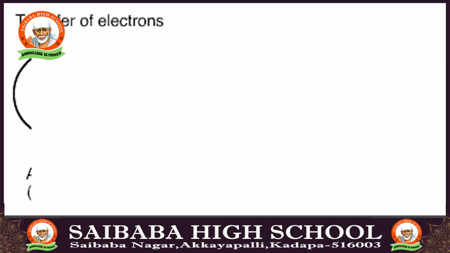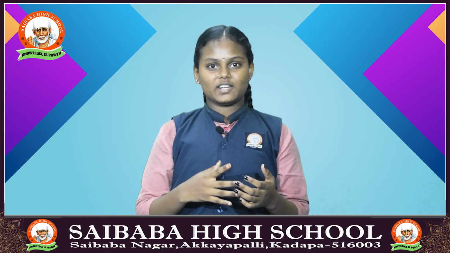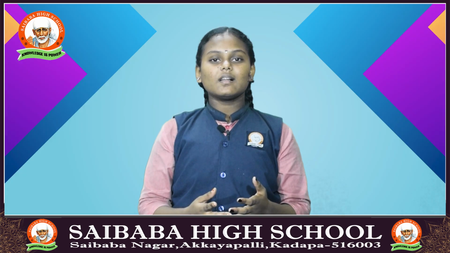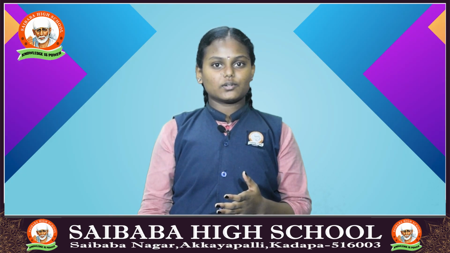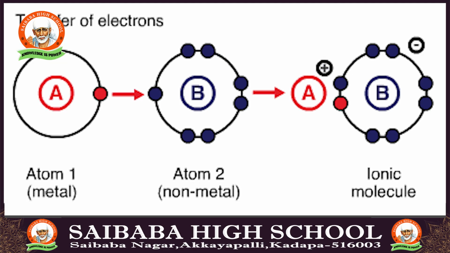Step 1. Electron transfer. Imagine sodium and chlorine. Sodium has one extra electron in its outer shell, while chlorine needs one more to fill its outer shell. Sodium gives its extra electron to chlorine. Sodium becomes a positively charged ion and chlorine becomes a negatively charged ion.